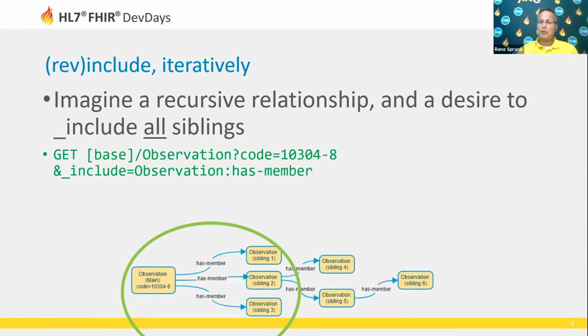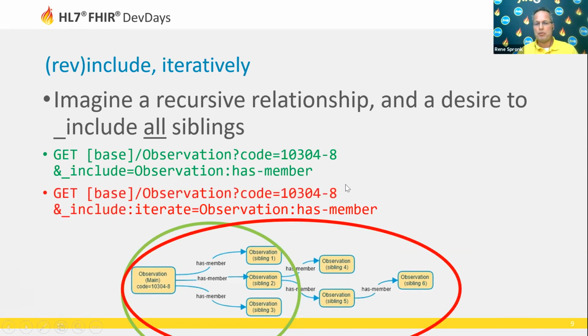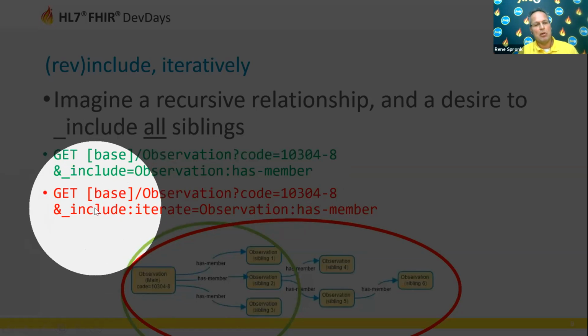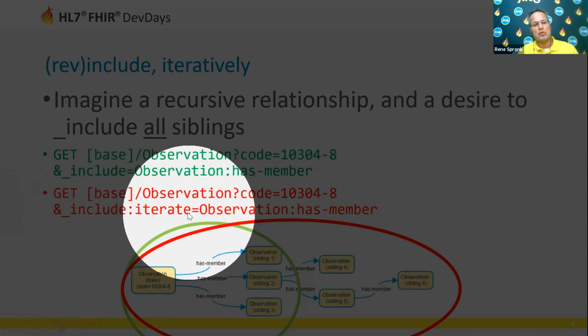All right, so the normal search shown here in green, as I said, would only give you the focal resource plus one layer of included resources that have a direct relationship to the focal resource. But here I want to include absolutely everything, so the whole subtree. And how do you do that? Well, on the include, you modify the standard behavior of the include parameter, and you indicate that I want this to be applied iteratively.